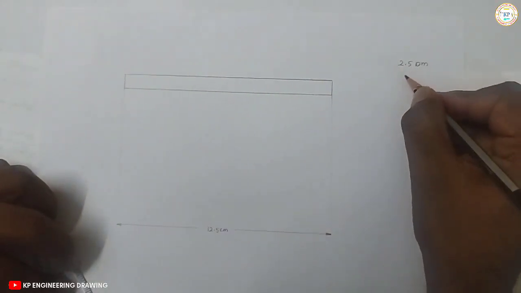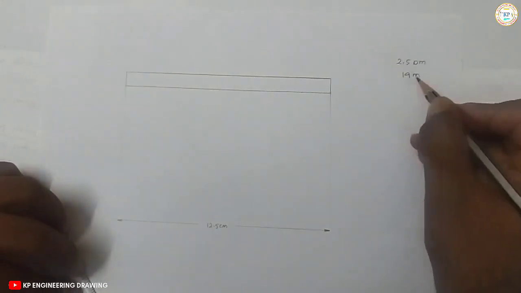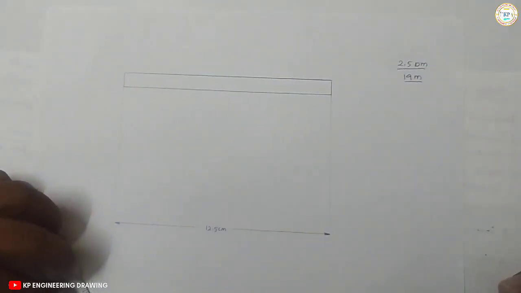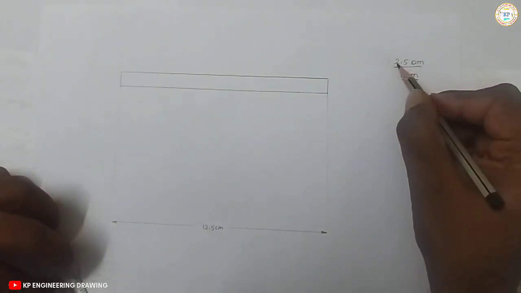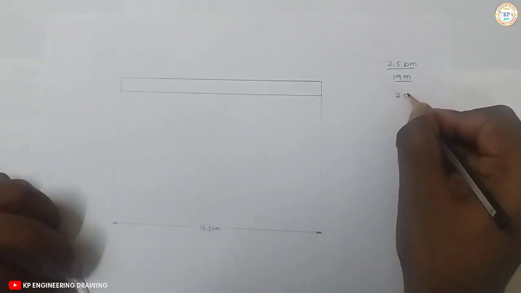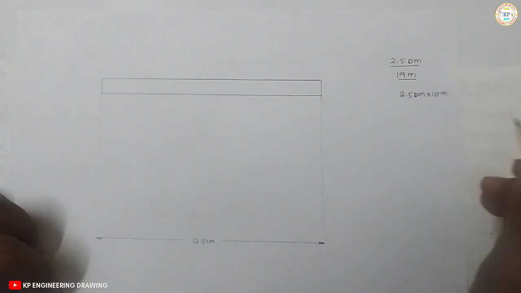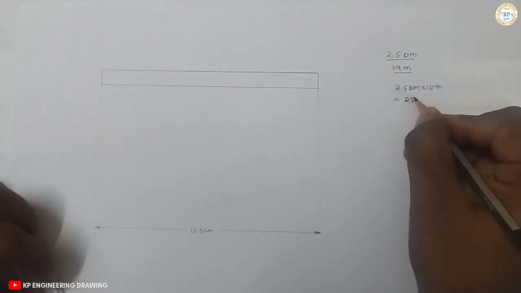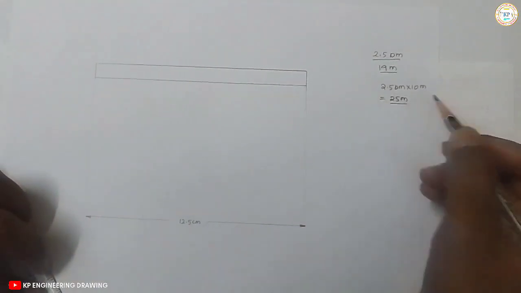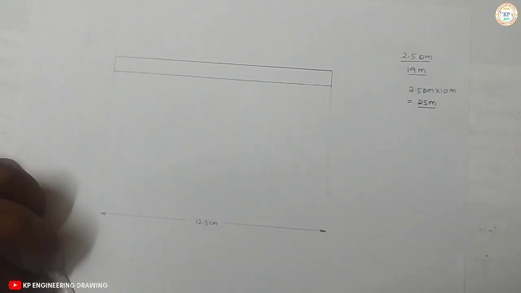And the marking distance is 19 meters. Marking distance is asking us to mark a distance of 19 meters, and the maximum distance is mentioned as 2.5 decameters. So you convert these 2.5 decameters into meters. That is 2.5 decameters into 10 meters, so that will be 25 meters. So now this is the maximum distance in meters.